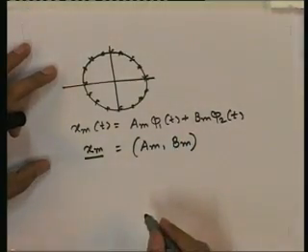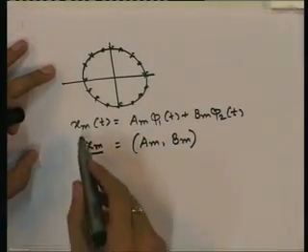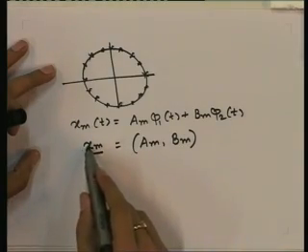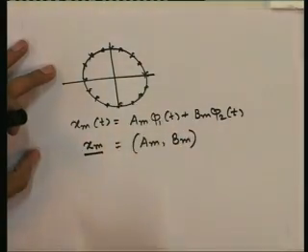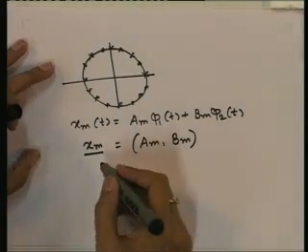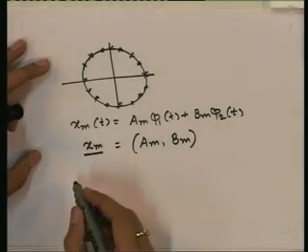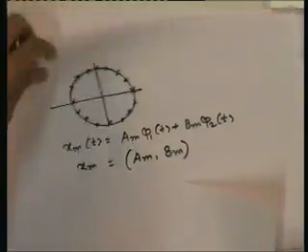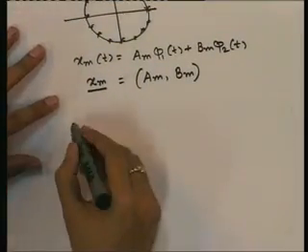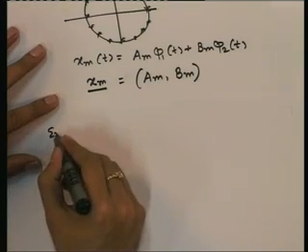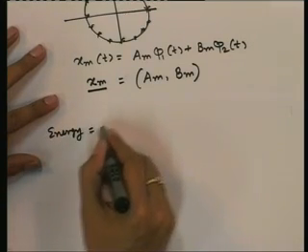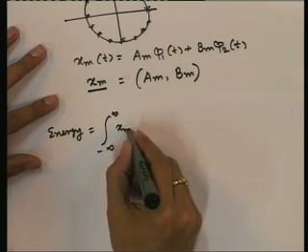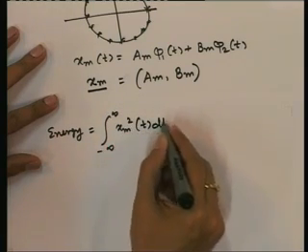Now, we have said that the energy of this signal is nothing but the square of the length from 0 to this vector. So, let us compute the energy of this first. What is the energy of this signal? Energy of this signal is this.